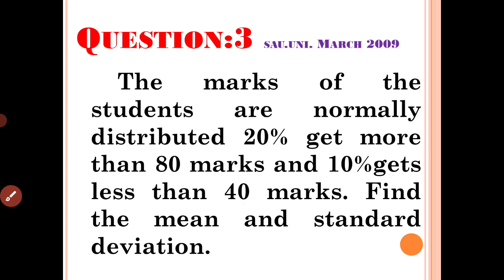One more question for practice. You should try it. This question is taken from Saurashtra University, March 2009. The marks of the students are normally distributed. 20% get more than 80 marks and 10% get less than 40 marks. Find the mean and standard deviation. So today we discussed the method for mean and standard deviation.